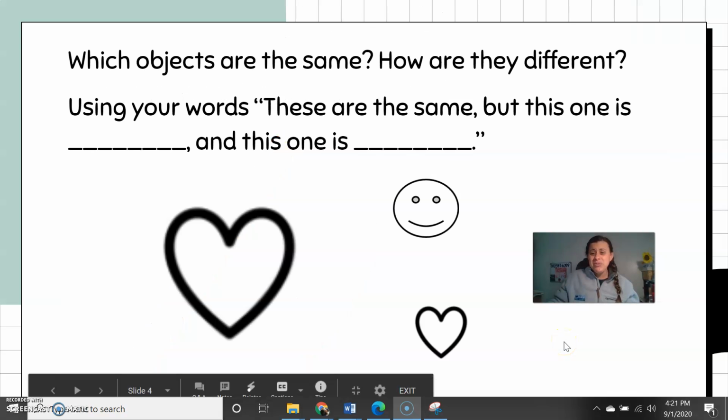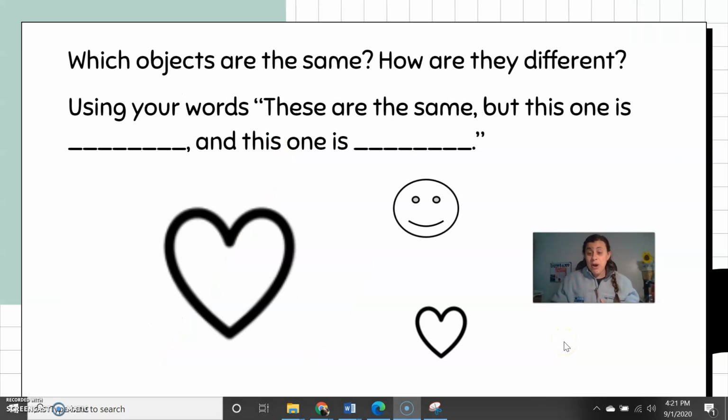Let's move on. In a moment, your teacher is going to pause the video and you're going to get a chance to respond to these questions. We're looking at three different objects, but only two of these objects are the same. You need to discover which objects are the same. Then those two objects have a difference. How are they different? You're going to use your words. These are the same, but this one is blank and this one is blank. So your teacher is going to pause the video and talk about which objects are the same and how they are different.